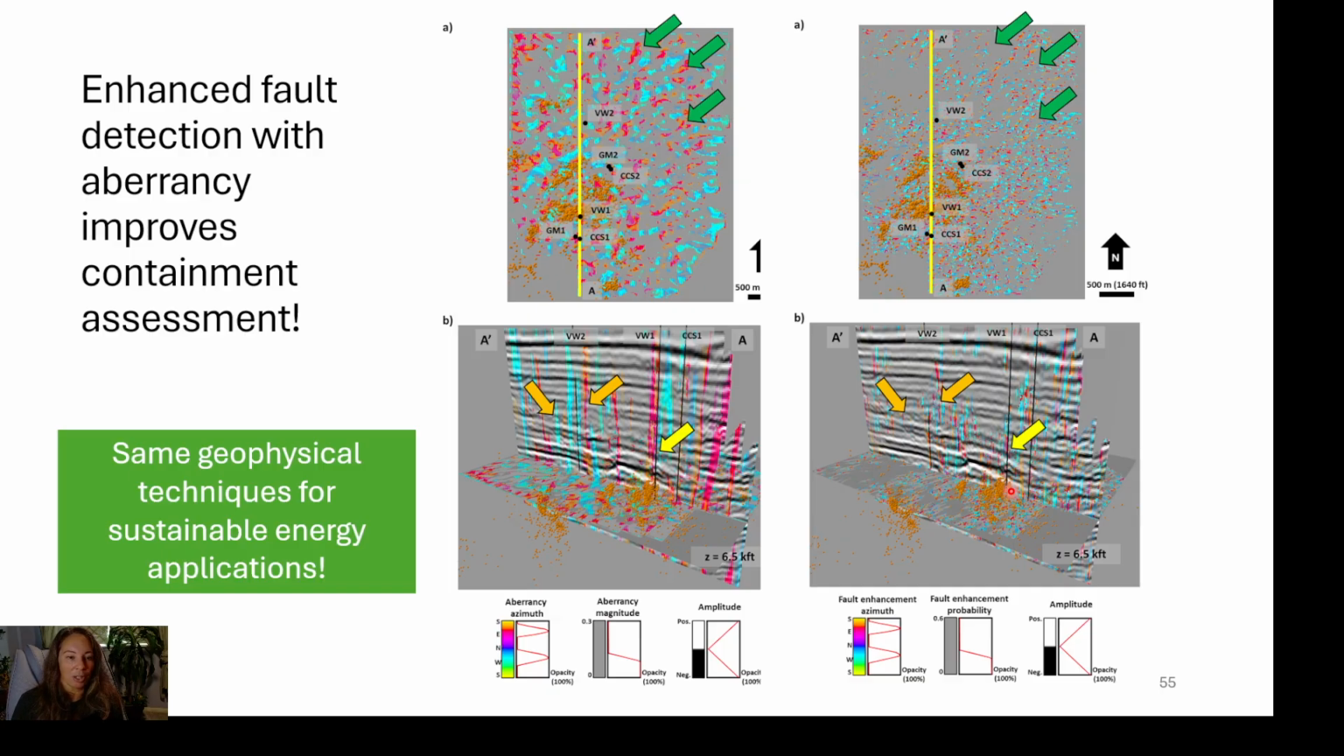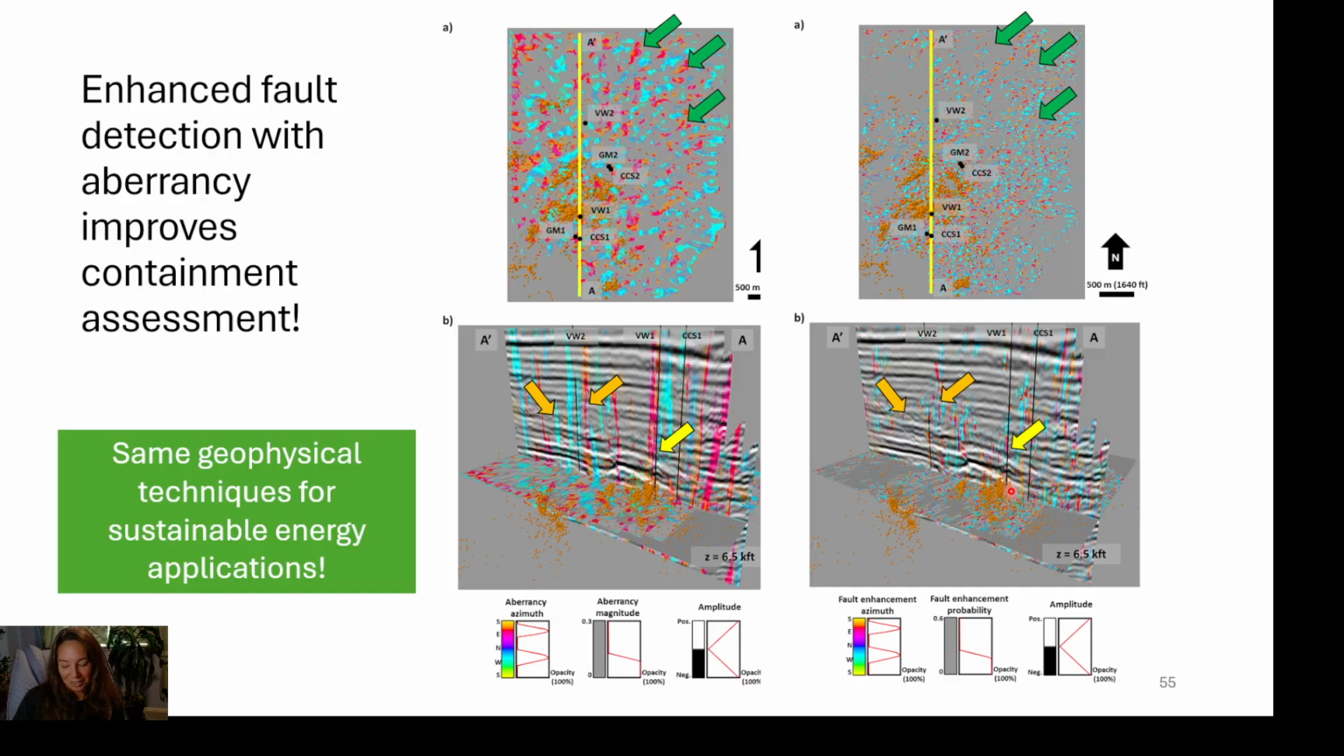to sustainable energy applications. The other reason I'm showing this study is because machine learning was not really used to detect these subsurface features, these subsurface faults. So it's just, I always like to mention that machine learning is a great tool, but sometimes you don't particularly need it.